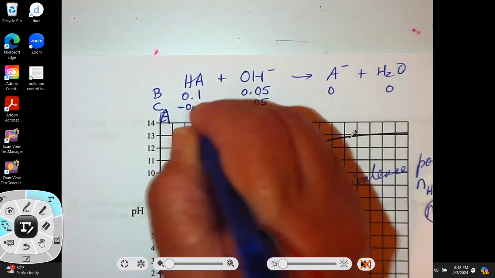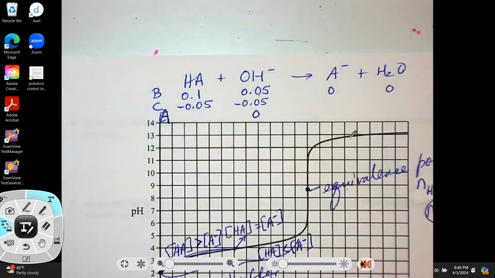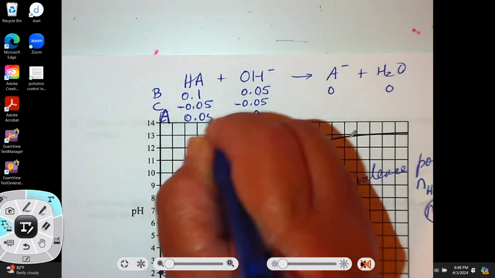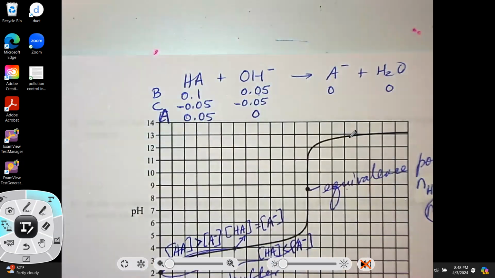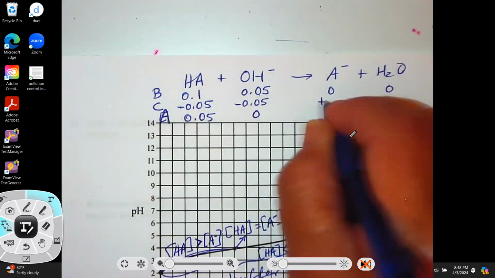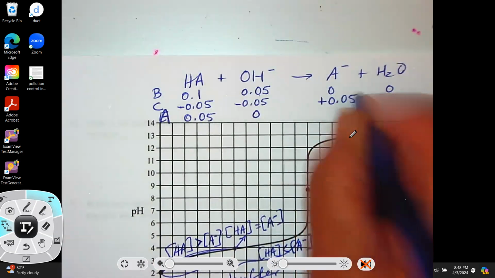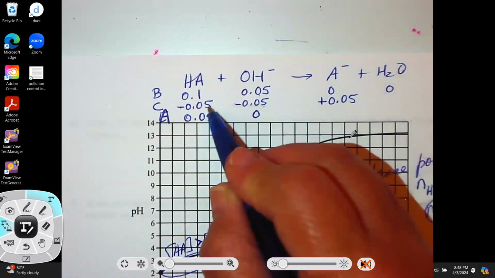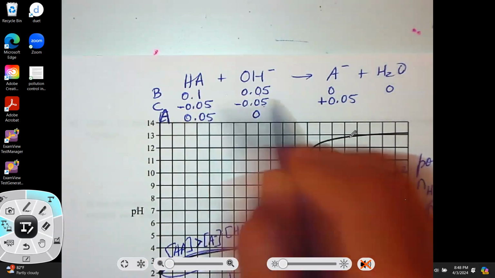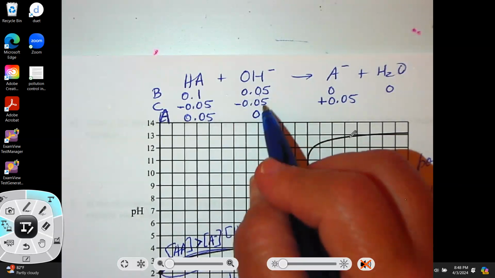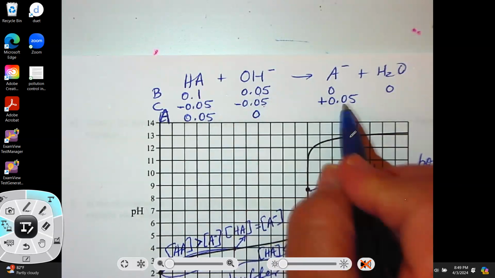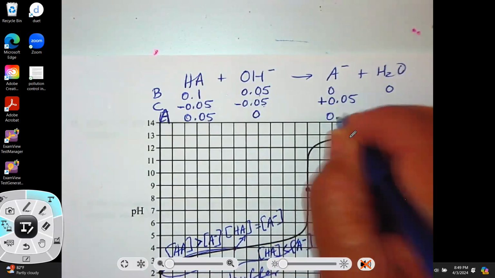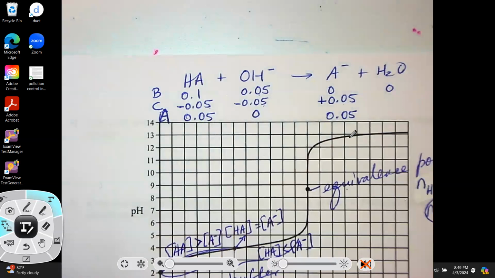You're only going to consume half of your weak acid, and then at the end, you're going to still have the other half that has not reacted yet. But in here, remember, your limiting reactant is responsible not only for determining how much of the other reactant reacts, but it also determines the amount of the conjugate base that is produced. So at the end, you're going to have 0.05 of the conjugate base.